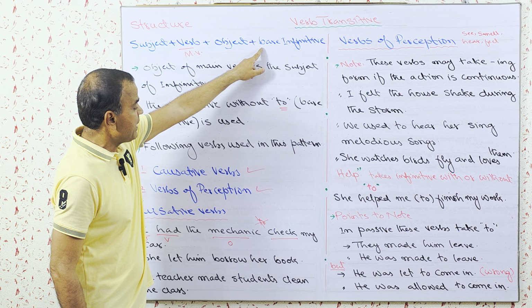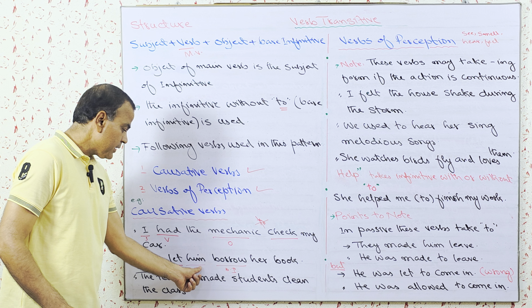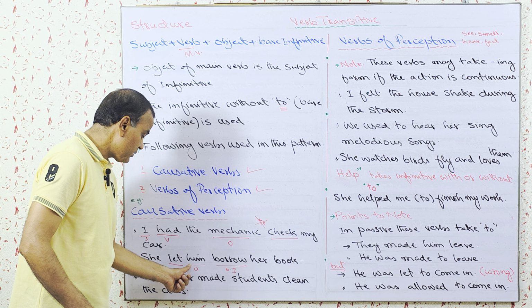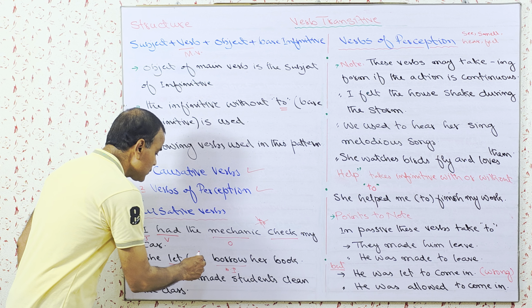Let's have a look at the second example. Let is also used as a causative verb, like, she let him borrow her book. Let him is the object and this is the bare infinitive. She did this work and he did this work. But never forget, you can't use to here.